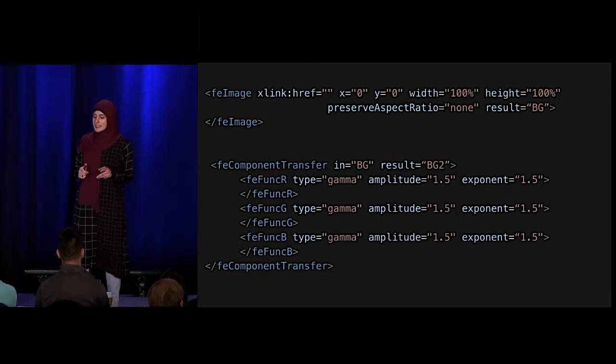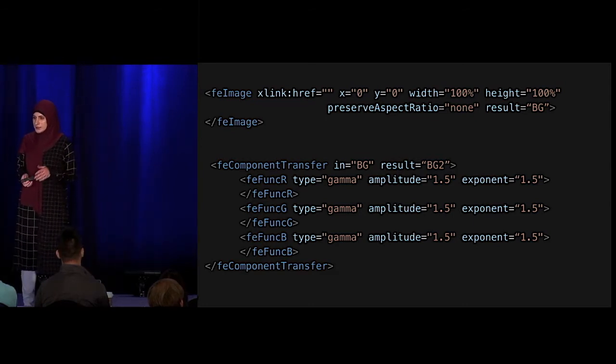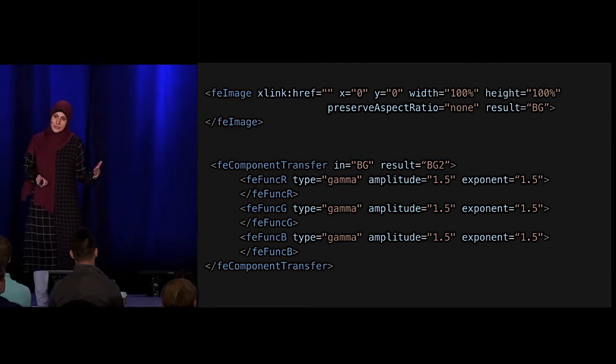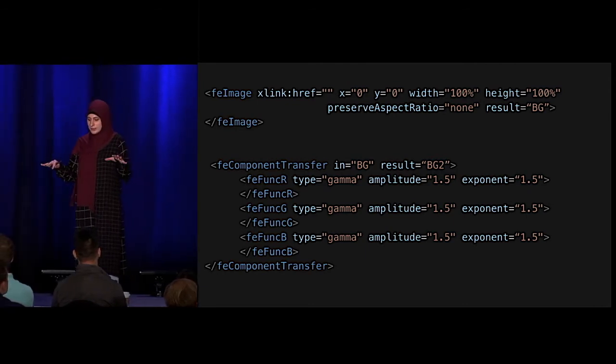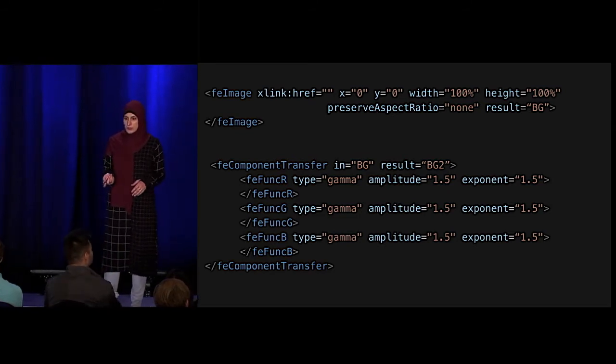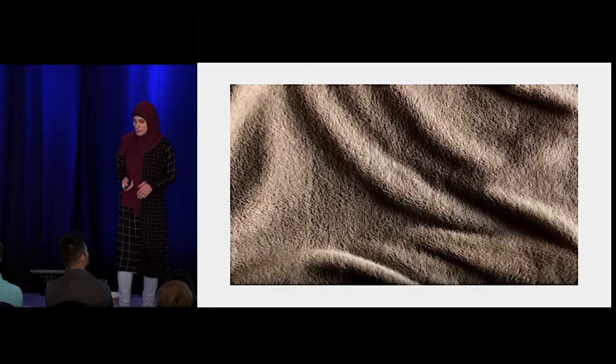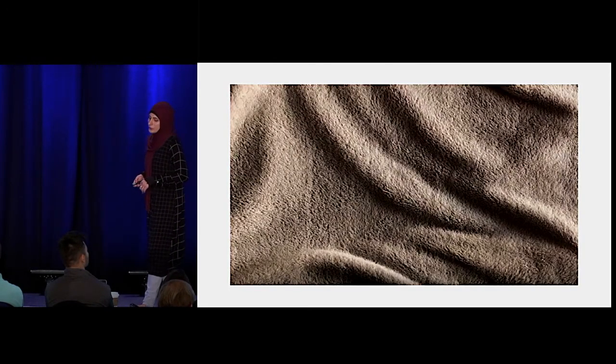And the exponent value affects the dark areas of the image. Increasing the exponent intensifies the dark areas, and decreasing it lightens the dark areas, so you end up with a more washed-out effect. This is where the effect of the contrast is more obvious. So you increase the dark areas and decrease the light areas. And this is my image with a little bit more contrast applied to it.